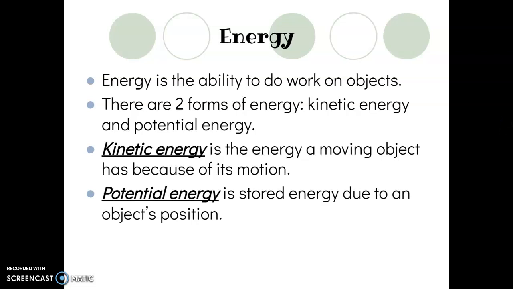So the first thing we have to do is define energy and talk about the difference between kinetic and potential energy. Energy is the ability to do work on objects, and there are two forms. Kinetic energy is the energy of a moving object, and it's because of motion. So anything in motion has kinetic energy. Potential energy is stored energy due to an object's position.